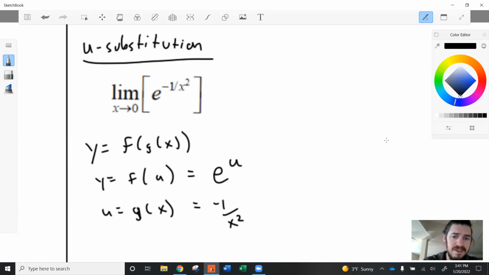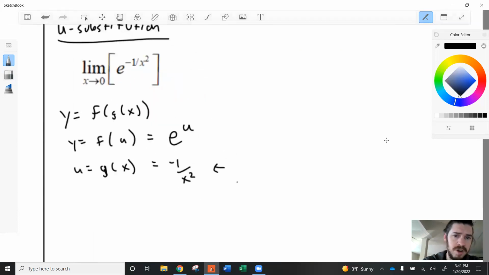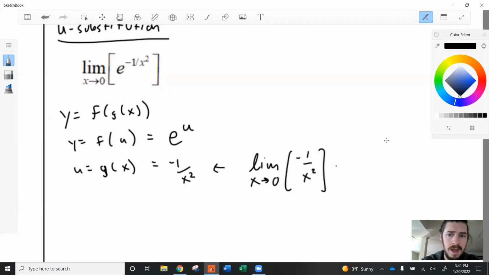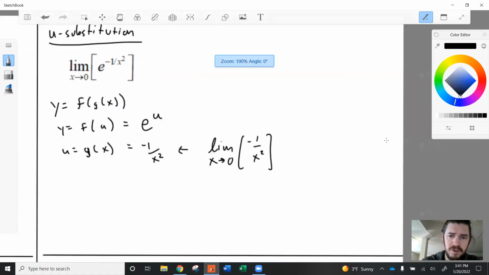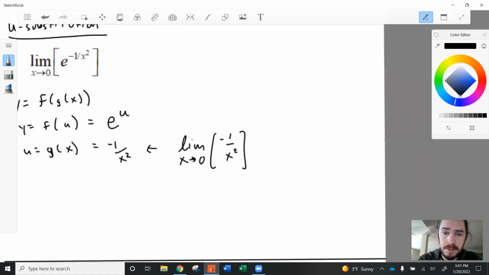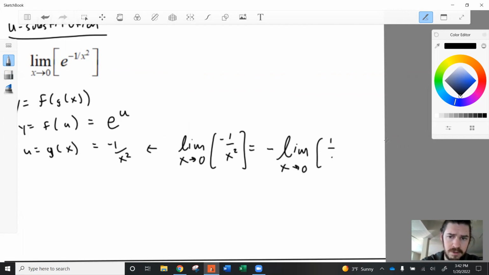So we'll start by examining this, the inner function. We'll start by examining the limit as x approaches 0 of -1 over x squared. We can solve this limit first by using the constant multiple rule, negative on the outside. Limit as x approaches 0 of 1 over x squared.